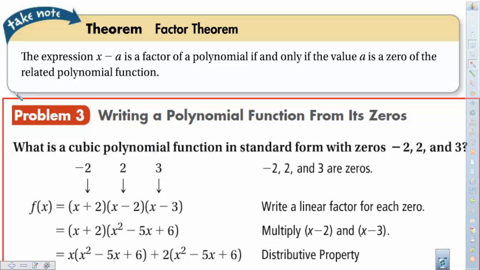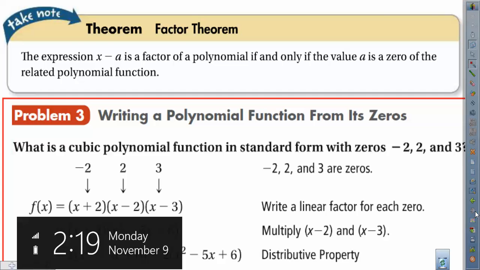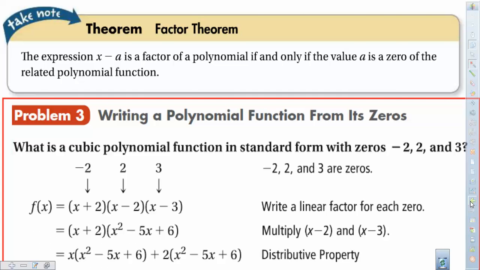And just to set up what this box says: the expression x minus a is a factor if and only if the value of a is a 0 of the related polynomial function, and so on. It looks very convoluted and annoying. Let me just put it to you this way. Pretty much what this factor theorem allows you to do is, if you can work, let me go back here.